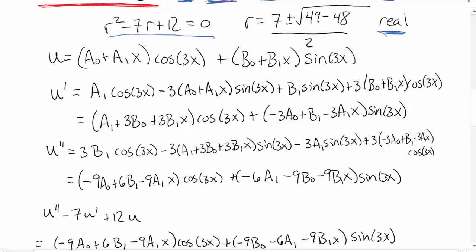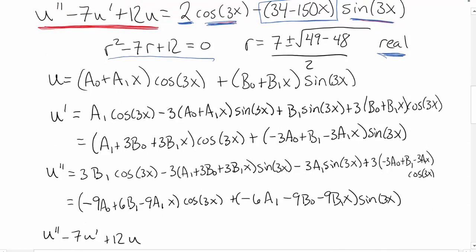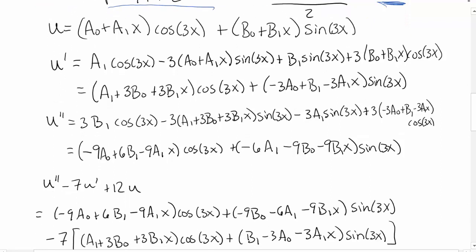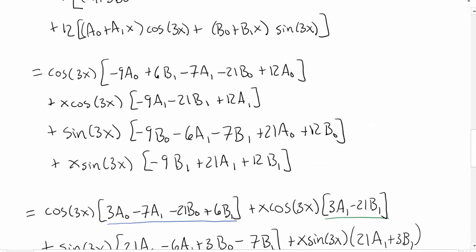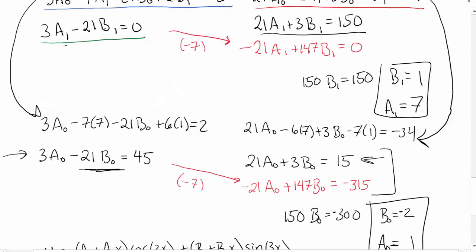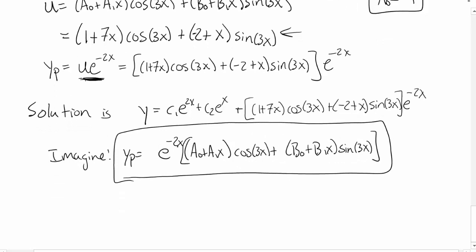Those are bears to do, for lack of a better term. There's no shortcut for those. You just have to guess the generic polynomial times a trig function. If they happen to be part of the homogeneous, then tack on another x until it's not part of the homogeneous. Once you do that, though, then you've figured out what your u is, multiply that times the exponential, and then that is your particular.